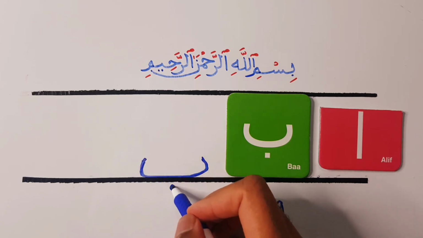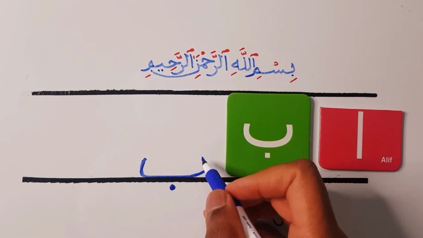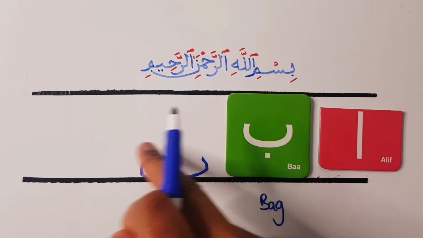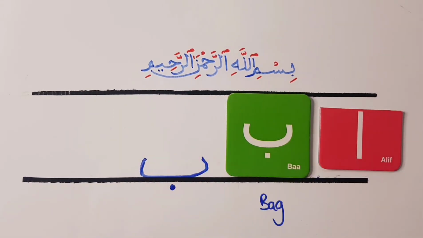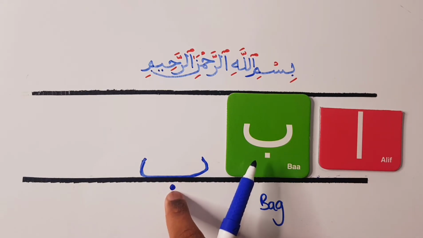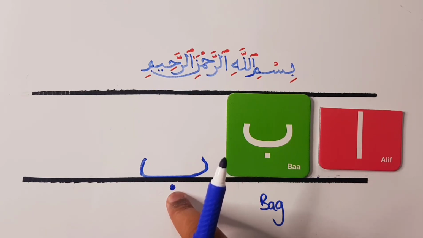Just like that. Ba. Getting this shape right is very important, because the next 2 letters follow the same shape. So ba has 1 dot at the bottom. This is a good way to remember: B, below. Dot, b, below.